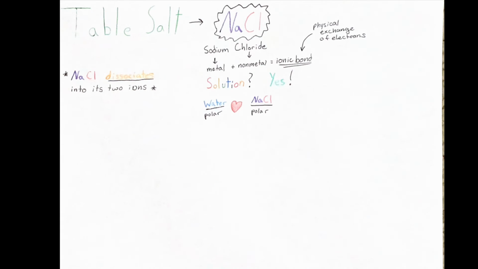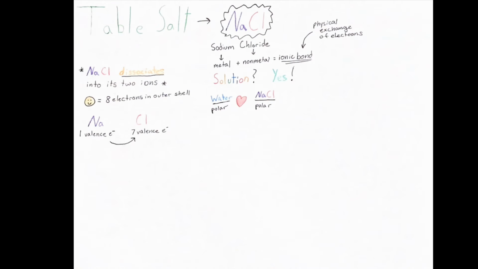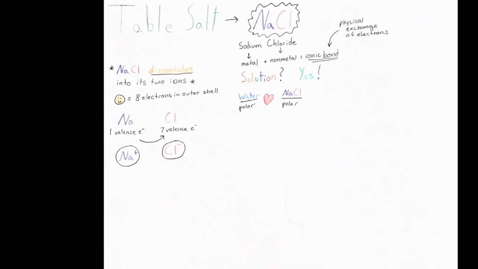An ionic bond is a physical exchange of electrons, and they do just have a full outer shell of 8 electrons, called valence electrons. Sodium has 1 valence electron, and chlorine has 7, so sodium gives its electron to chlorine, so they both have 8. This is what makes them ions with a charge.